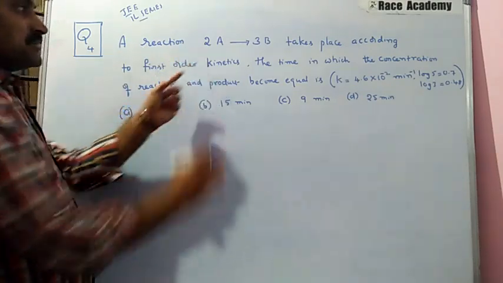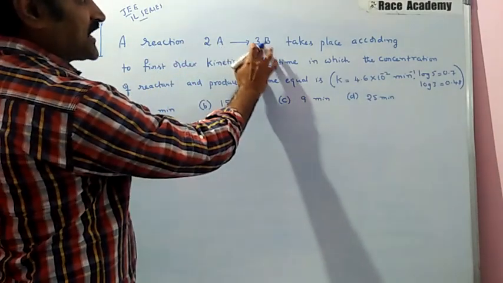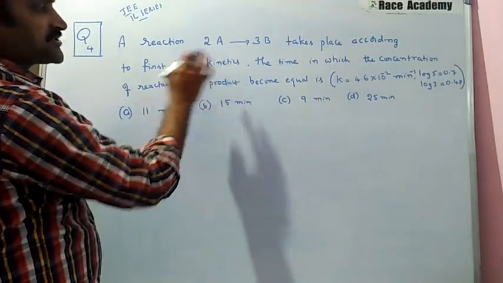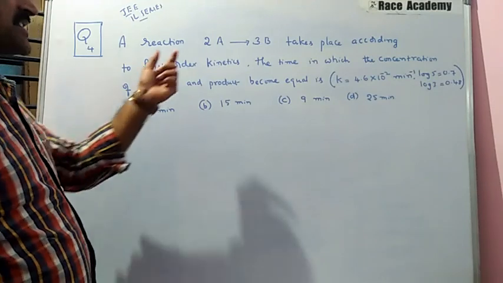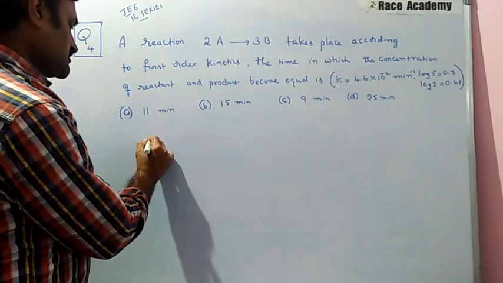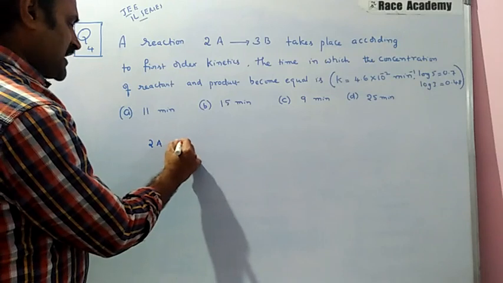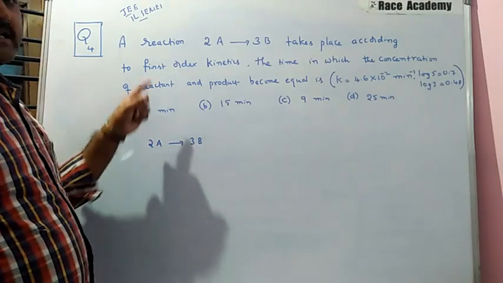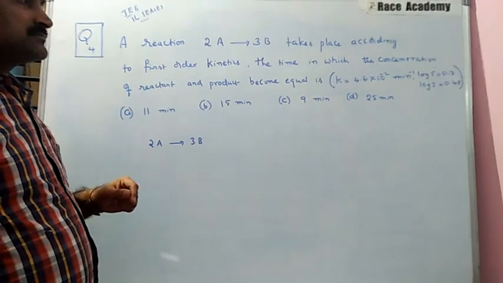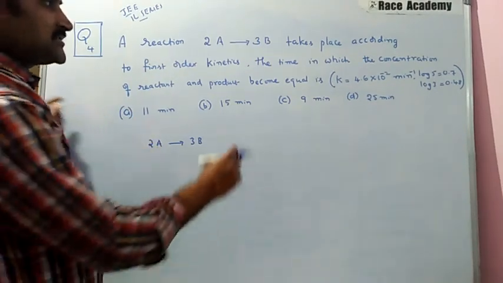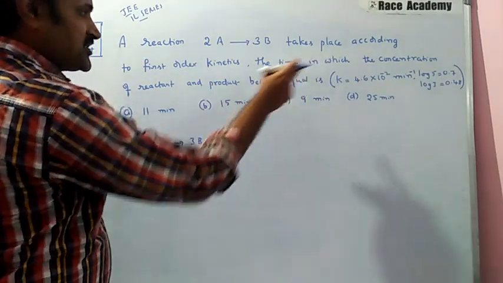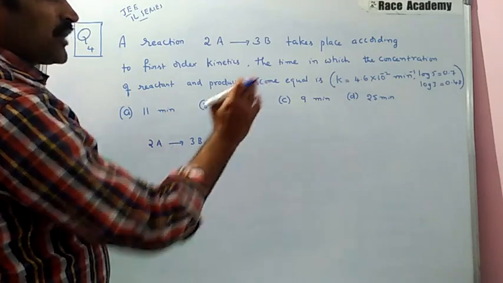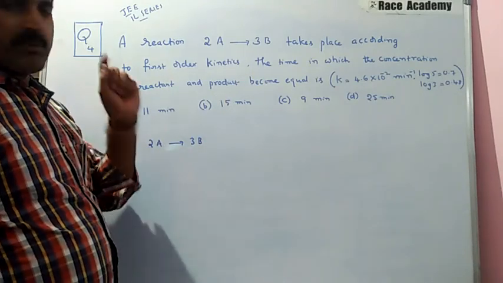A reaction 2A gives rise to 3B takes place according to first order kinetics. The reaction given to us is 2A gives rise to 3B. They are telling this is a first order reaction as per chemical kinetics. Then the time in which the concentration of reactant A and product B become equal is how much?